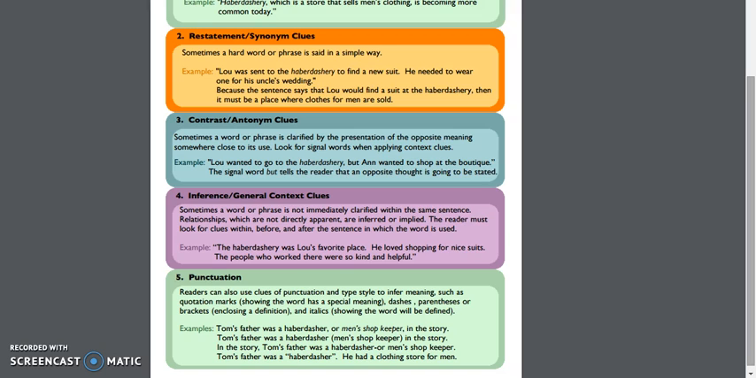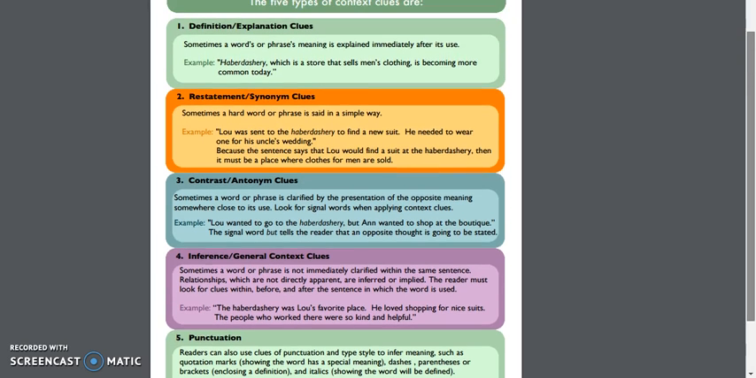For example, "Tom's father was a haberdasher, or men's shopkeeper, in the story." Notice they clarified the meaning, and they also put it in special type in italics. "Tom's father was a haberdasher (men's shopkeeper) in the story." In this case, they used parentheses and clarified the meaning. "In the story, Tom's father was a haberdasher—a men's shopkeeper." Notice they clarified it in that case with a dash. "Tom's father was a haberdasher. He had a clothing store for men." And here they clarified it with an extra sentence.